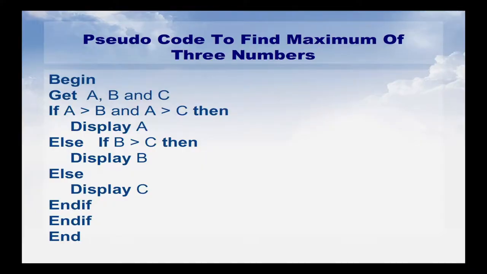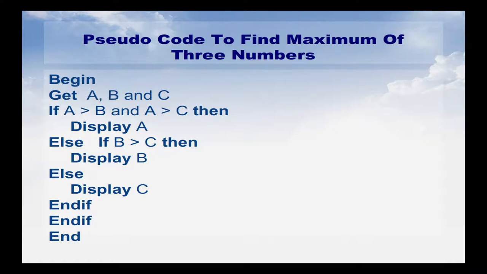Shall we rewrite the previous pseudocode in such a way that it finds the biggest of 3 numbers? You can now see the pseudocode for finding the maximum of 3 numbers. Here we get 3 numbers from the user, we call them A, B and C. Then we compare 2 variables at a time, for example, A greater than B and A greater than C. So, if A is greater than B and A is also greater than C, then A is the greatest among the 3, we display A.